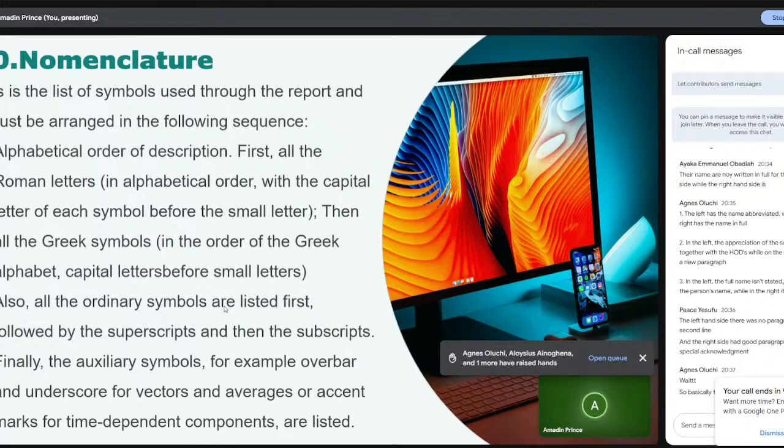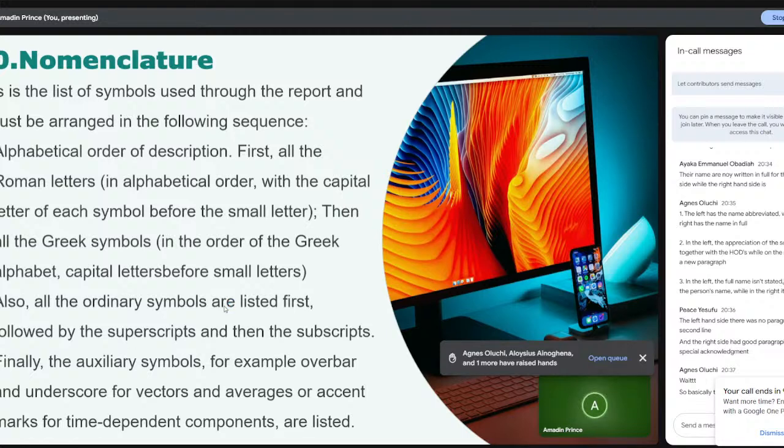So ensure the Roman letters come first, and then ensure all the Greek letters or all the Greek symbols come after. You don't need to bother yourself knowing which one is Roman, which one is Greek. Just take your list of symbols to ChatGPT, which we installed yesterday, and try to differentiate which of them is Roman and which of them is Greek. Then just copy and paste in your report. And that's one way ChatGPT is helping us organize the report.